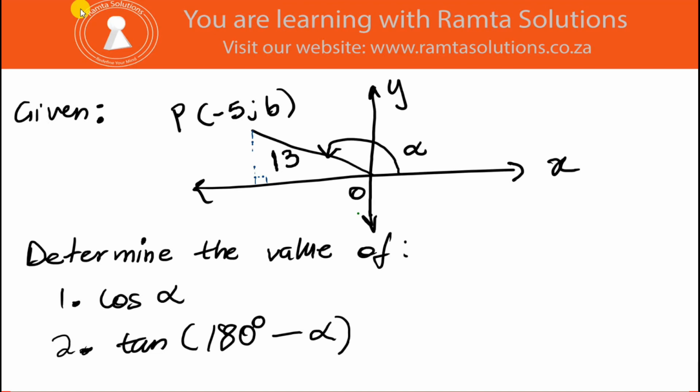Today we are looking at trigonometry, and in this example, given this diagram here, we are going to determine the value of cos alpha and the value of tan(180° − alpha). Okay, so without any waste of time, let's get into it. And remember, this angle alpha is greater than 90 degrees, so we can use a reduction formula where we can write this angle in some acute angle.